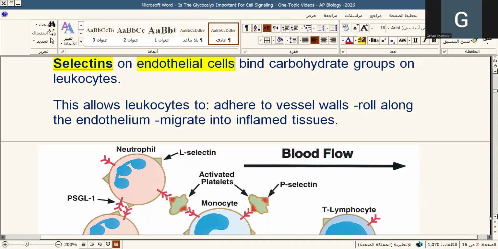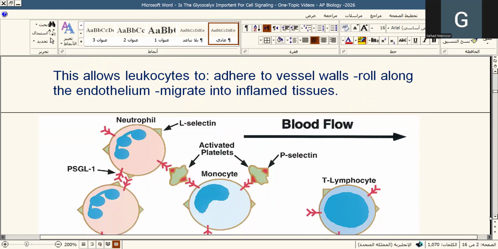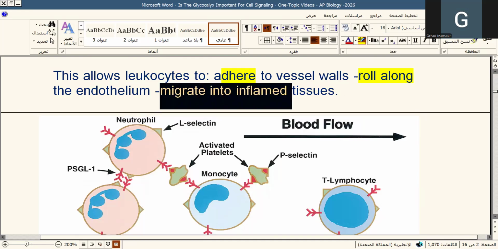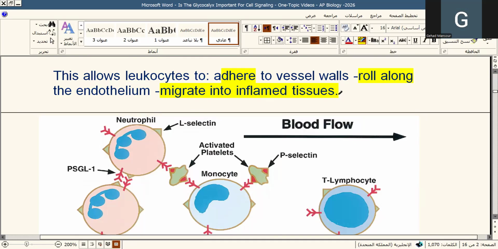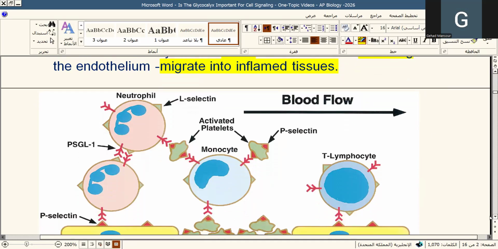The selectins are glycoproteins, and they are capable of binding to specific carbohydrate groups on top of the white blood cells. As I said before, this allows the leukocytes to first adhere to the wall of the blood vessel, and then insinuate themselves or roll along the endothelium and then migrate to the outside to reach the inflamed tissues. And the reverse is true. They might be recruited from the outside to the inside of the blood vessel.